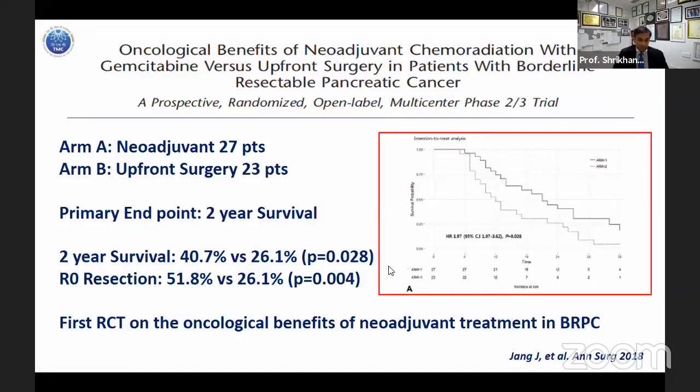This is the first randomized trial. There are challenges of this trial, and I won't go into the details in terms of heterogeneity and small group of patients, but this came from Korea. Jin Young Jang is a leader again from Seoul, and they looked at oncologic benefits of neoadjuvant chemoradiation with gemcitabine versus upfront surgery in this multi-center phase 2 and 3 trial. 27 patients neoadjuvant, 23 patients adjuvant, upfront surgery, and you see the difference in the Kaplan-Meiers. Primary endpoint was 2-year survival, and there was a difference again between the 2-year survival, 40% to 26%.